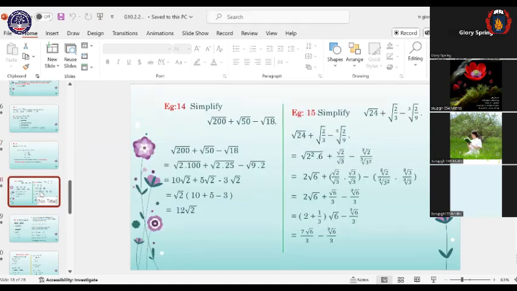Example. The solution is root 200, 2 into 100, so 10 root 2; 50, 25 into 2, so 5 root 2; 18, 9 root 2, so 3 root 2. As we got root 2, root 2, root 2, that's similar radical. So we have 4 root 2.